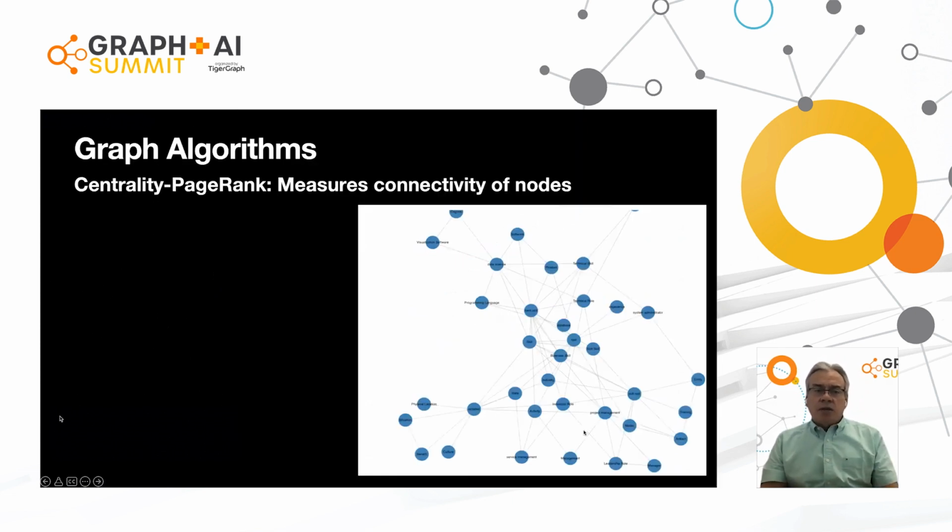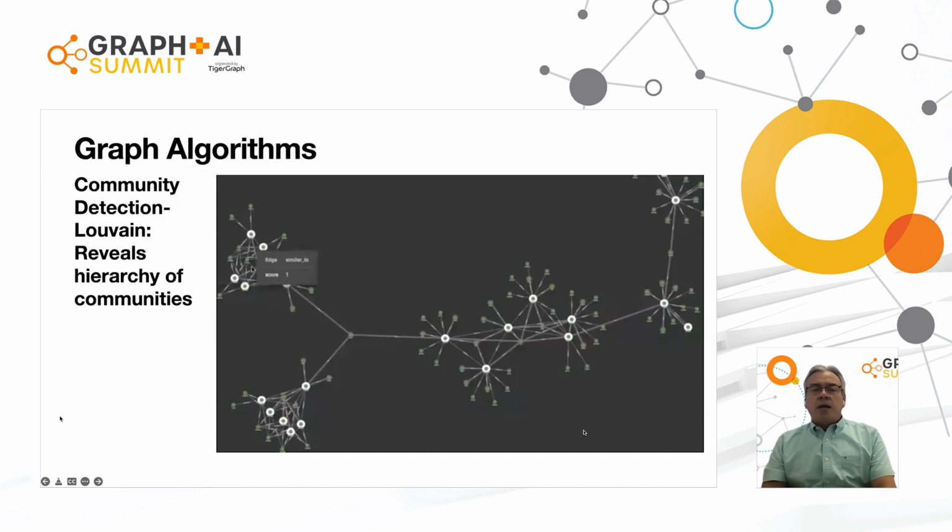And then we use centrality, PageRank, to measure the connectivity of those nodes. And we determine which were the important nodes in my graph, my knowledge graph. And we also use community detection using Louvain, and we use TigerGraph Graph Data Science library to determine the clusters of important articles in my publication.